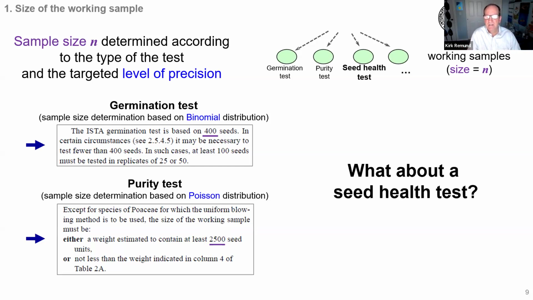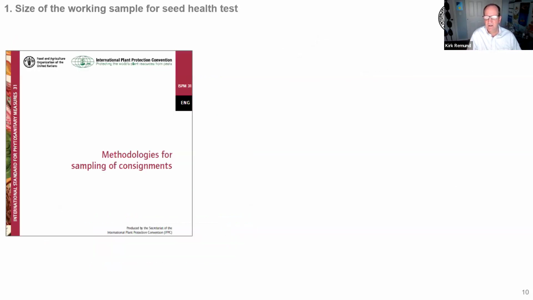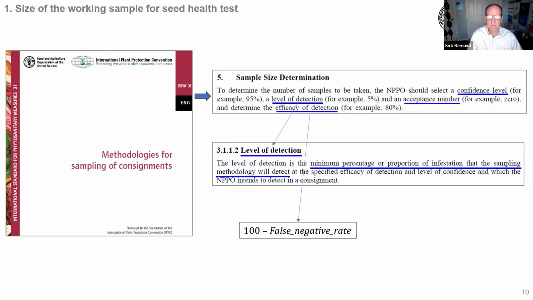But what about the seed health test? What do we need for this? Well, we have some good guidance there. And there's this nice standard, a phytosanitary standard here that has some great information. And we're going to follow some of the logic from this document in a calculation we're going to do in SeedCalc. So within this phytosanitary document, it's talking about some properties that are important to us.